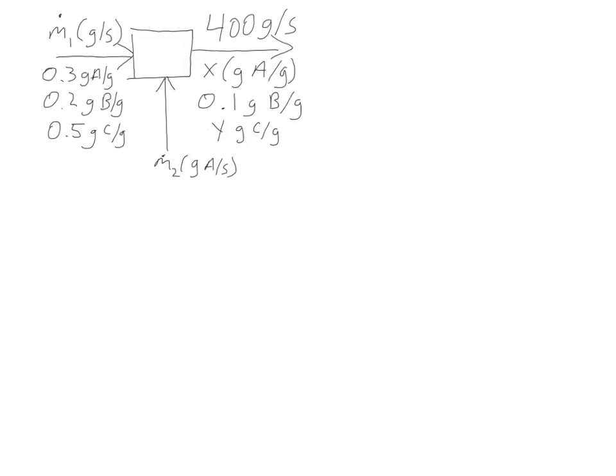Then we have here a second inlet stream, and this stream is pure A. So we only have pure A in the stream, and the flow rate of this stream is also unknown. I've labeled this M2, that's the flow rate of this stream in grams of A per second, so it's a mass flow rate.